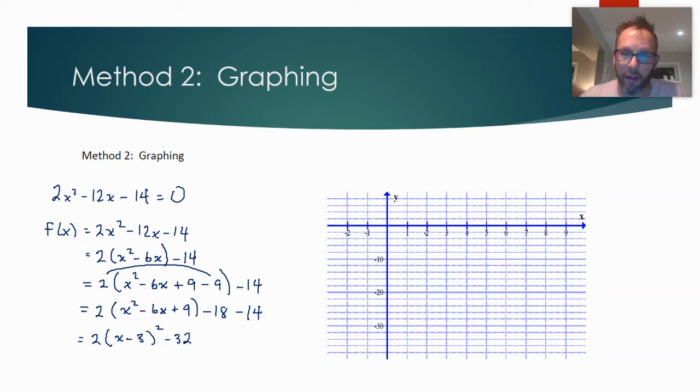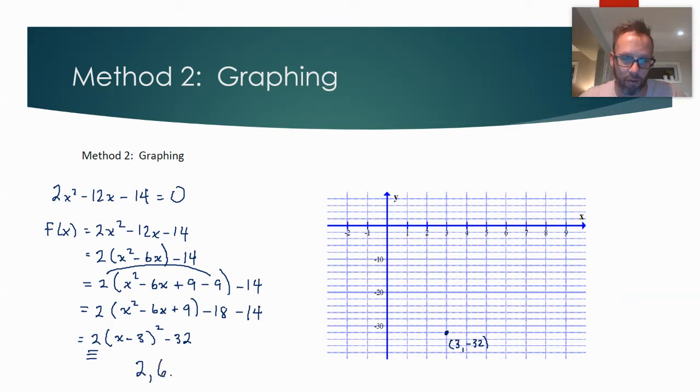Now I can graph this because I know the vertex is at (3, -32), which in my scale, these ticks are 2, is here. So that's the vertex (3, -32). What's the step pattern for this one? Well, the a value is 2, so the step pattern is 2 times 1, 3, 5, your basic step pattern.